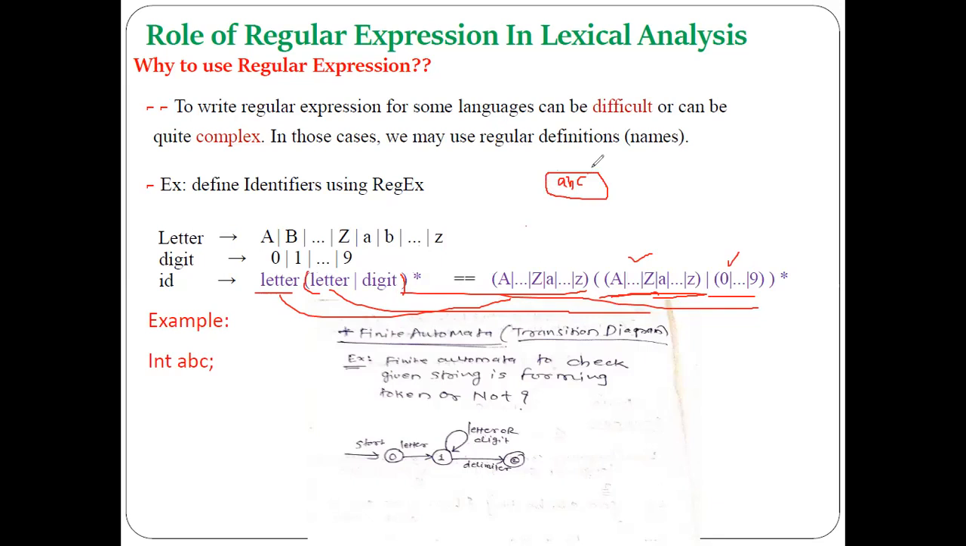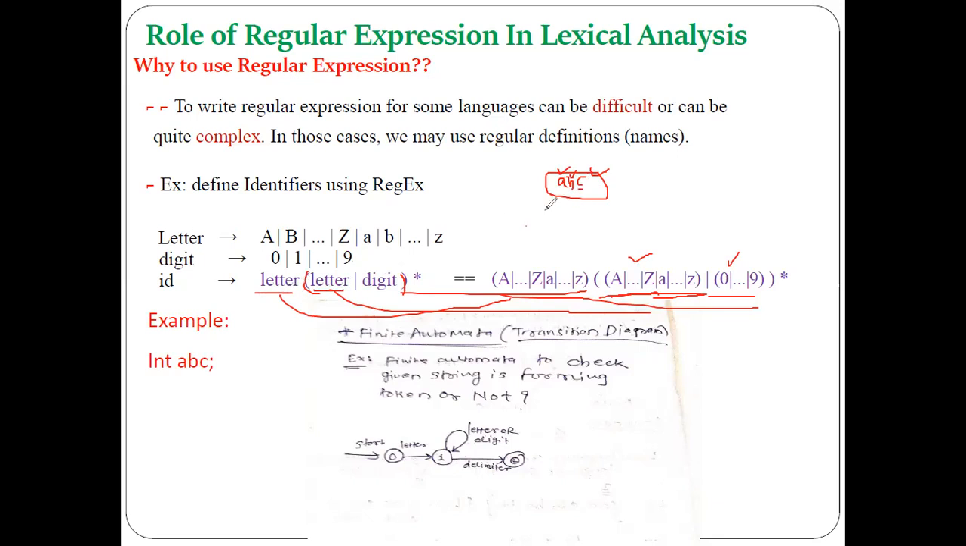Now this variable is being written by following this rule. What is the rule? Letter can be followed by letter or digit. It means the first letter is A. Now this A is followed by another letter, B. That is the reason we have mentioned letter followed by letter. And again, this B is followed by another letter, that is C.